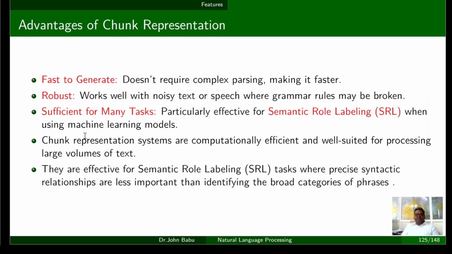The advantages are that it is fast and we can easily generate it. It is robust. It can work with noisy text or speech, and it is used for many tasks. Particularly, it is effective for semantic role labeling. They are computationally efficient and well suited for processing large volumes of text, and they are very much effective for semantic parsing or semantic role labeling, where precise syntactic relations are not much important.